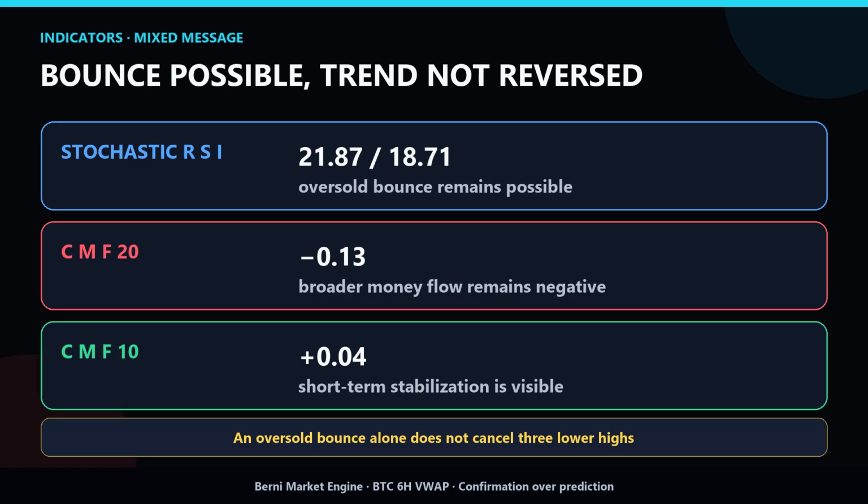The stochastic RSI reads 21.87 and 18.71, so an oversold bounce is possible. The 20-period CMF is -0.13, which still shows negative broader money flow. The 10-period CMF is +0.04, indicating short-term stabilization. Together, these signals allow a bounce, but they do not yet confirm a trend reversal.